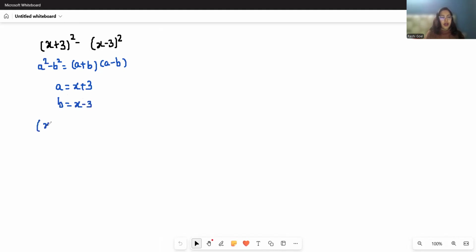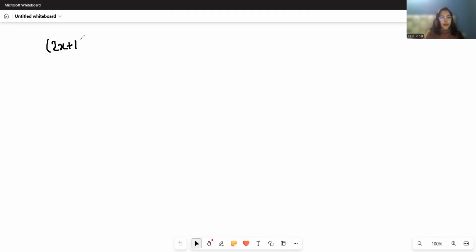So let's apply x plus 3 plus x minus 3, and here x plus 3 and there is a negative sign, so change the sign of the second bracket. So x plus x is 2x, positive 3 cancels out negative 3, and here x minus x will cancel out and 3 plus 3 is 6, sorry. So it becomes 12x.